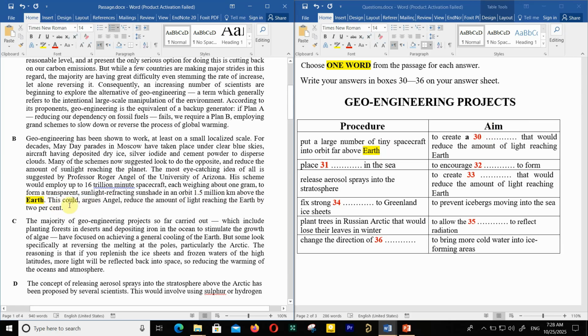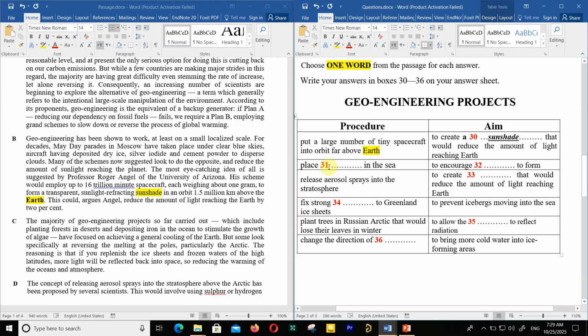The following sentence says that this could reduce the amount of light. You see here it says reduce the amount of light reaching the Earth by 2%. So this is for the following sentence, but to create a what that would reduce, here it says that to form a transparent sunlight refracting sunshade in an orbit. So this is a sunshade for question 30. You had to write down sunshade for question 30.